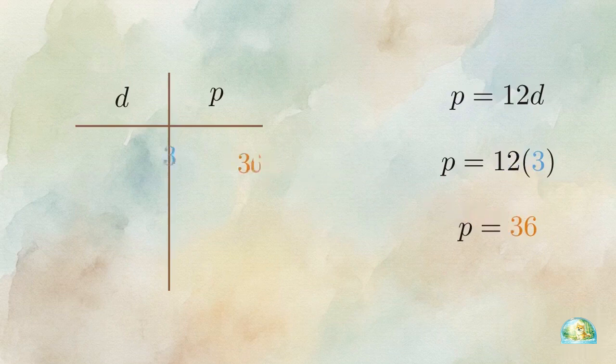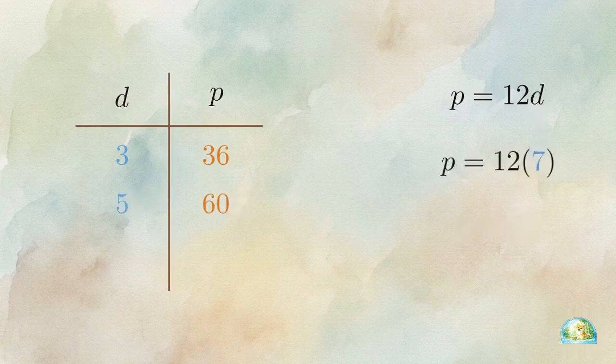When D is 3, 12 times 3 is 36 pages. When D is 5, 12 times 5 is 60 pages. Try it yourself. If D is 7, what is the value of P? Since 12 times 7 is 84, we have our third pair.